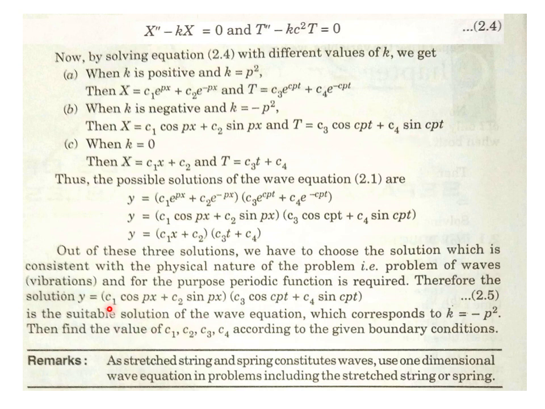So the best possible solution is obviously that solution of part B, y equals (c1 cos px plus c2 sin px) into (c3 cos cpt plus c4 sin cpt), given in equation 2.5. Now the further requirement in this solution is to obtain the values of constants c1, c2, c3, c4, etc. Whenever we solve problems, we can evaluate these constants according to the given boundary conditions in the problem.